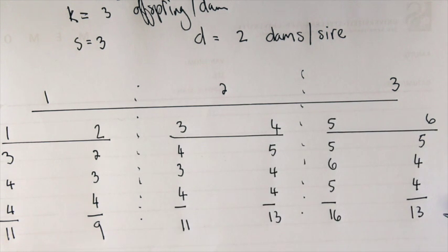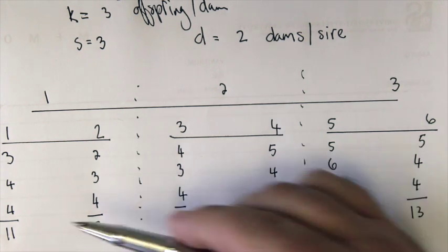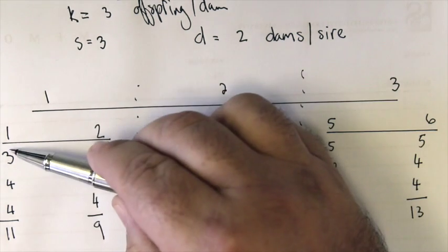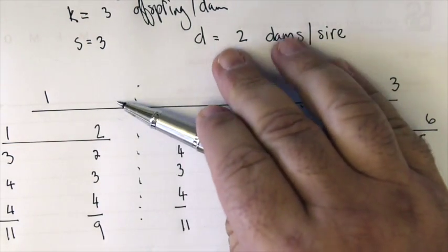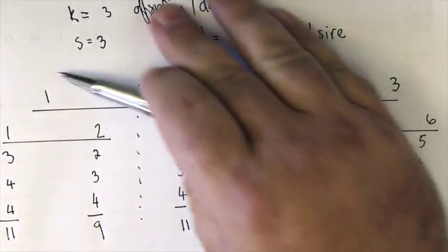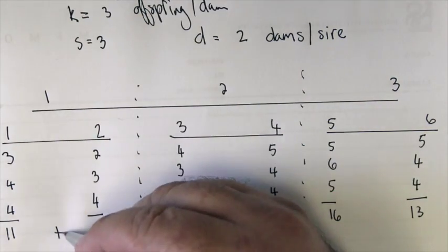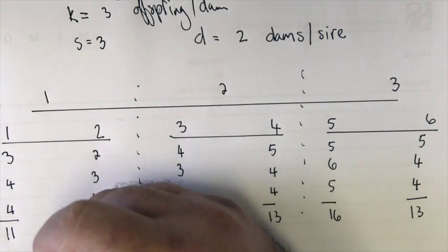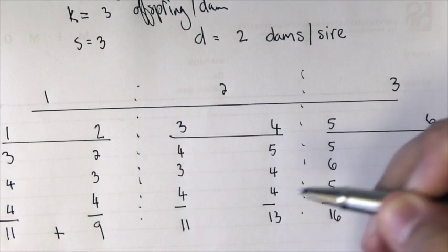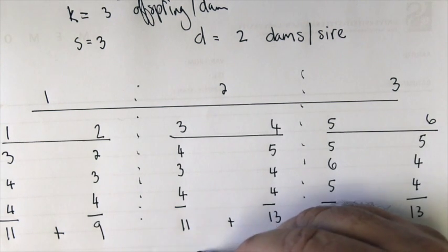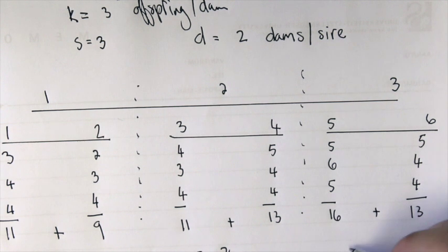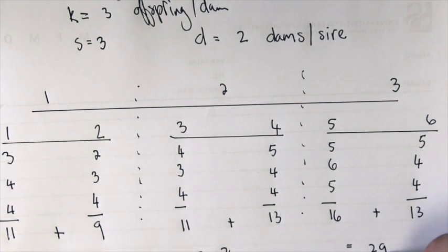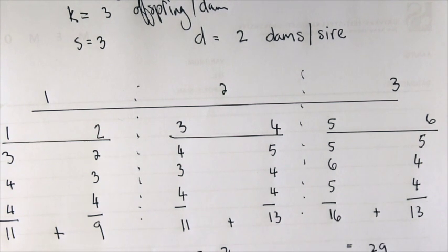The next one is to calculate the sire family total. So remember, this is a dam, this is the dam family. The next one is the sire family total, so it will be the complete one. So it's just 11 plus 9, which gives us 20. 11 plus 13, which gives us 24. And 16 plus 13, which gives us 29.